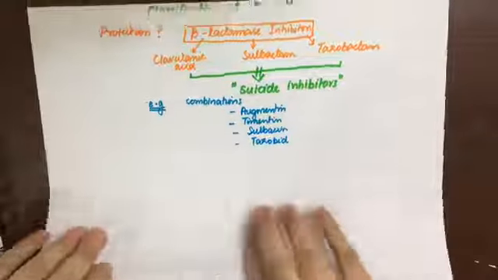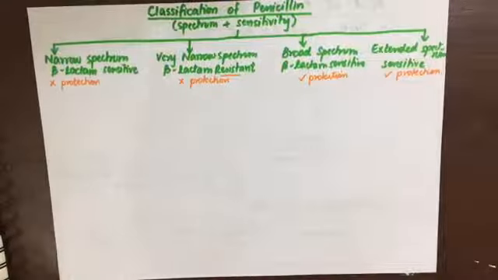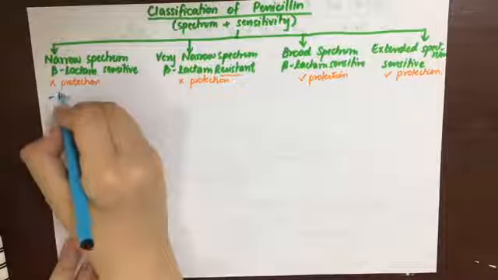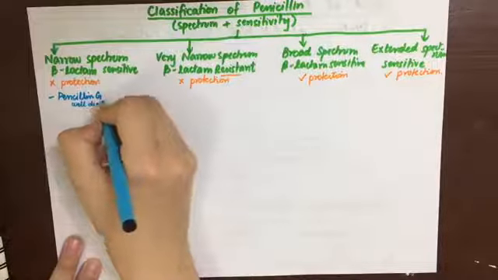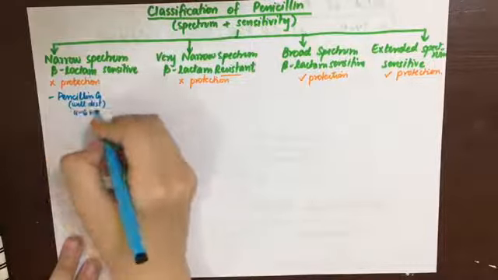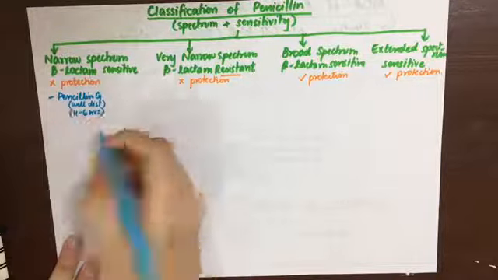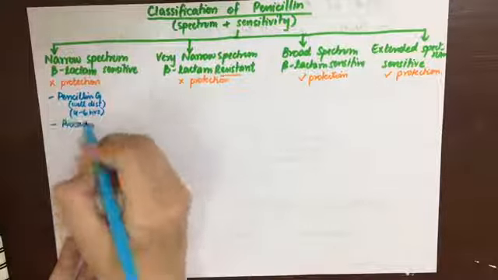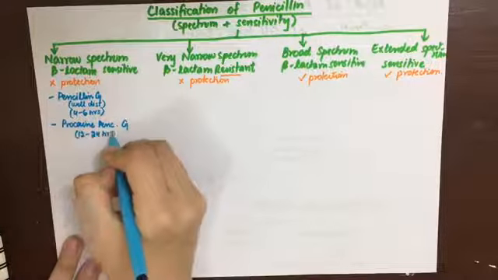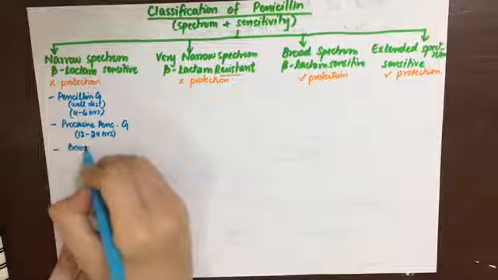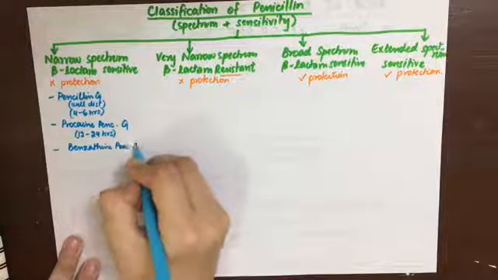Coming back to the classification of penicillins, the first narrow spectrum beta-lactamase sensitive antibiotic is penicillin G. It is well distributed all over the body but has poor blood-brain barrier penetration. But in cases of meningitis, when the blood-brain barrier permeability is increased due to inflammation or anything, then it can cross it, and its duration of action is about 4 to 6 hours.